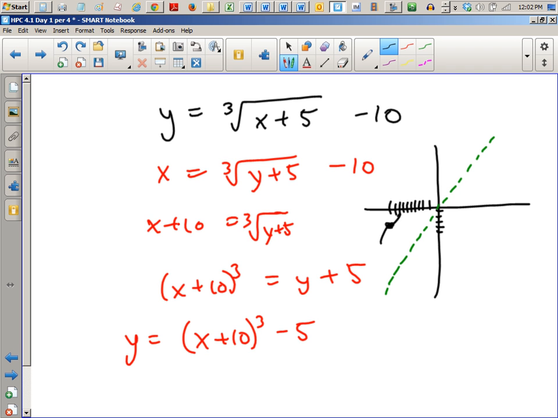Just reflect that sucker over the line. So it's going to basically be over here, right about here. There it is. So you know how to graph twice as many things as before now, because you know how to find an inverse. So for any graph that you don't recognize, try graphing the inverse. You might recognize that. And just flip it over the line.